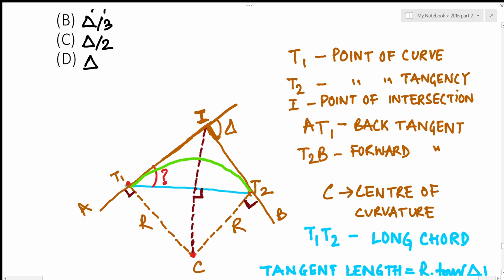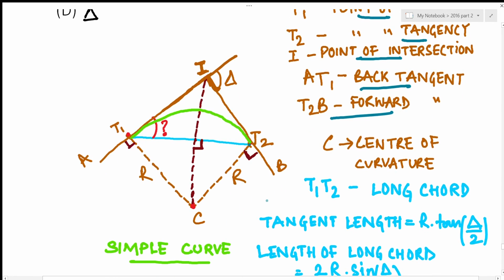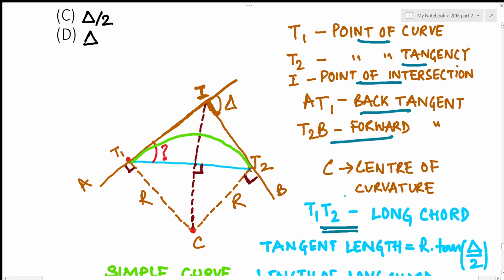T1 is the point of curve, T2 is the point of tangency, I is the point of intersection, and AT1 is known as the back tangent, and T2b is known as the forward tangent. Also C is the center of curvature of a simple curve, and T1 T2 is the long chord. So let's calculate the angle between this particular line, that is T1I, and T1 T2. We are required to solve this particular angle.